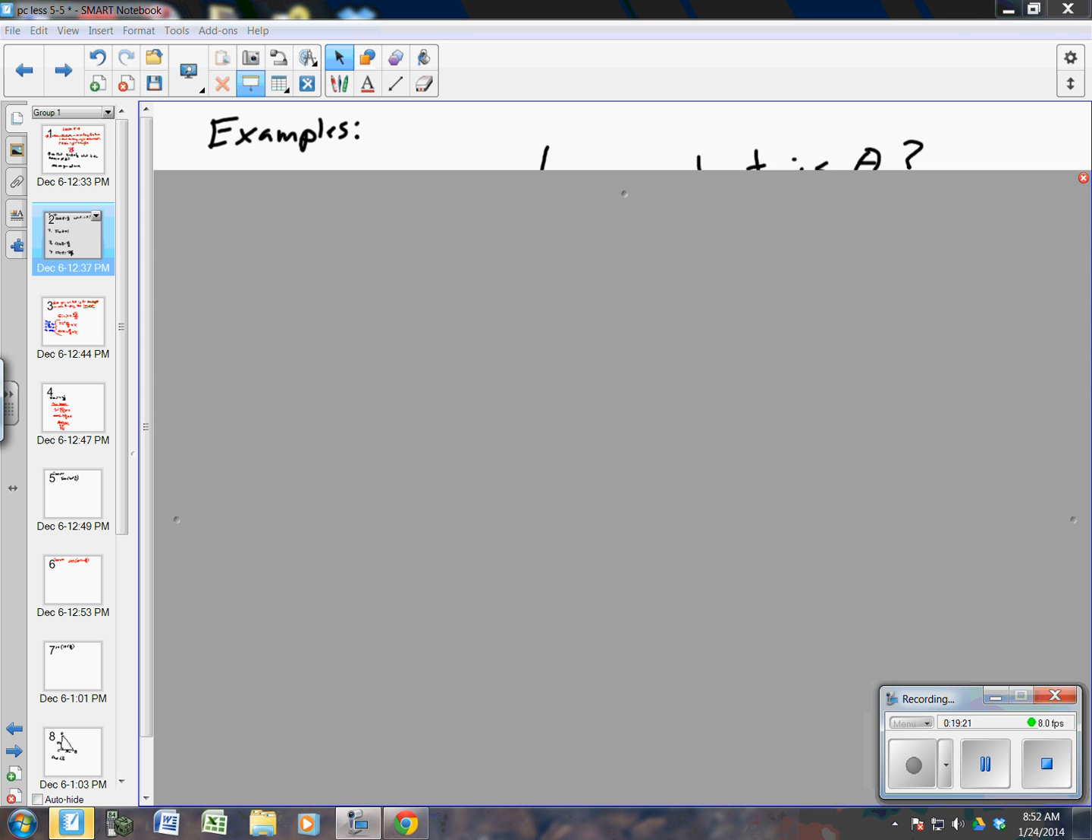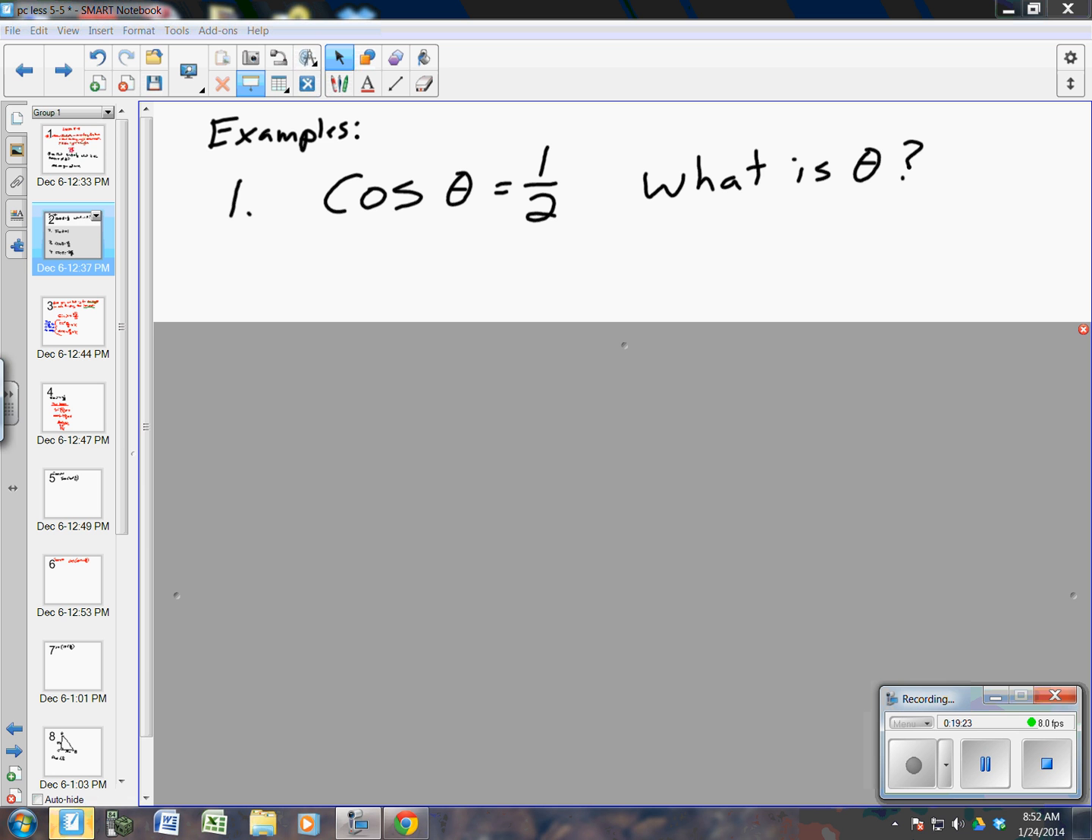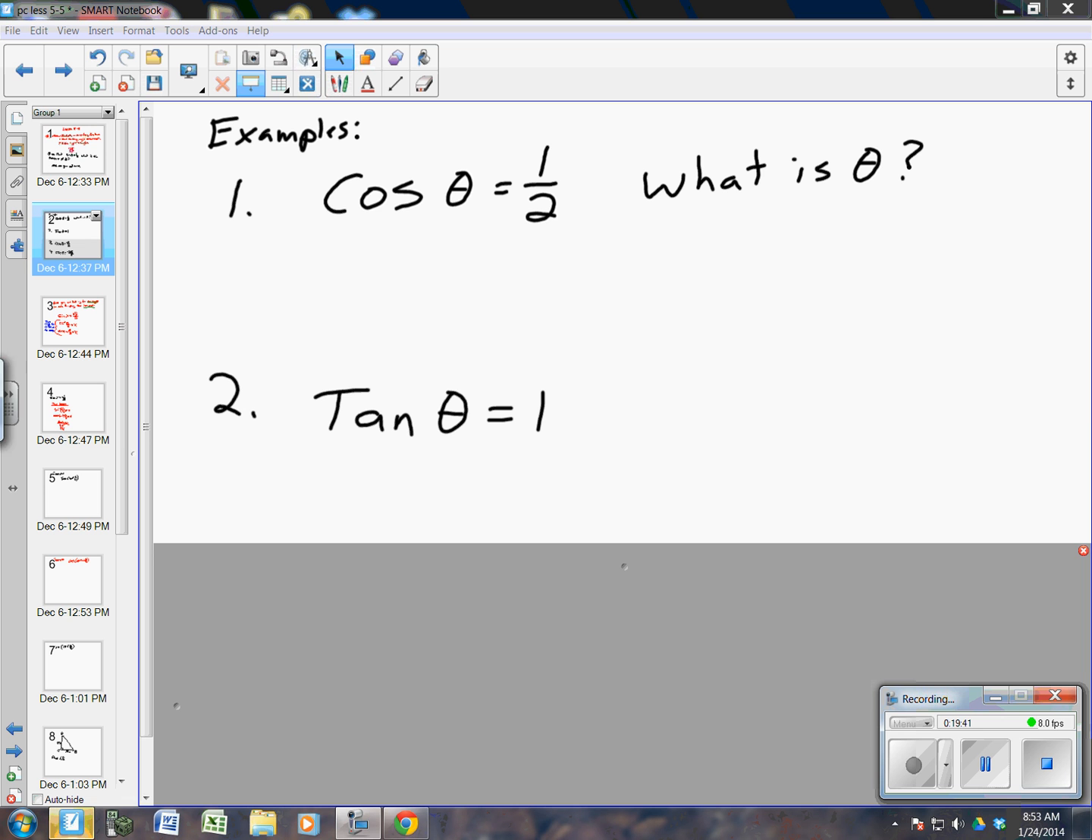Okay, so person A in each group, explain to your shoulder partner when the cosine of theta is 1/2. In other words, cosine of what angle is 1/2? Give you a minute. Okay, good. So 60 and 300 were the answers to that one. Go to number 2. Okay, person B gets to do this one.